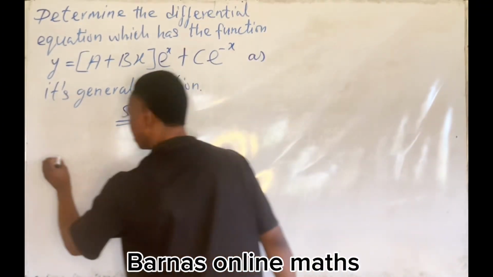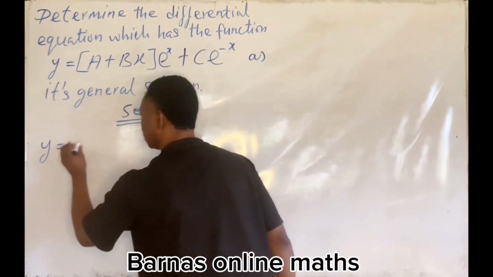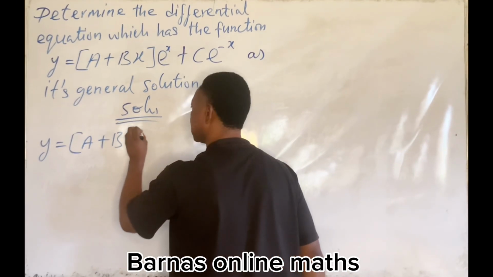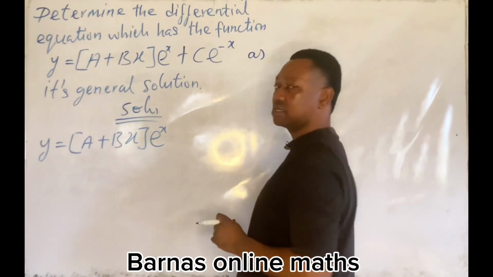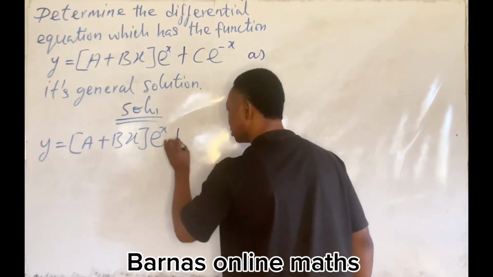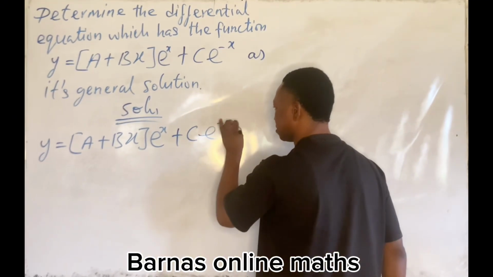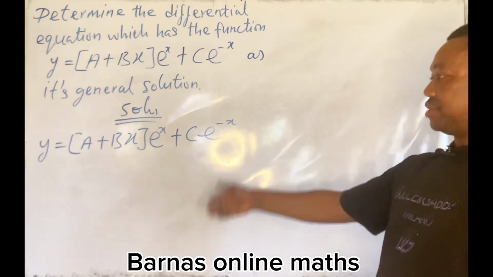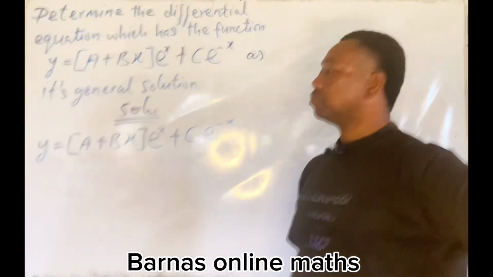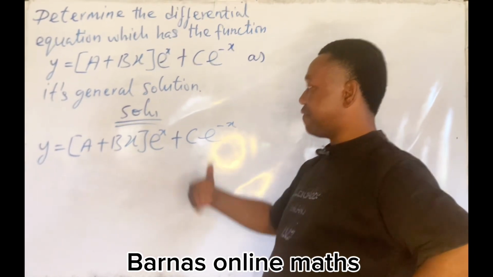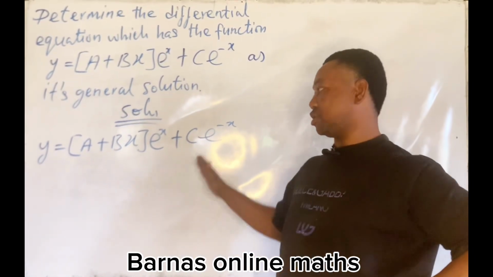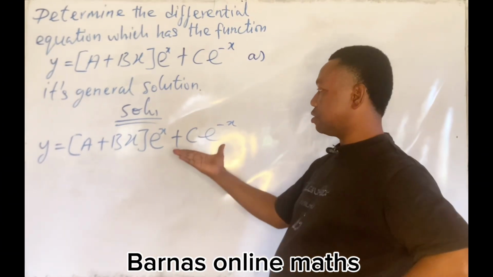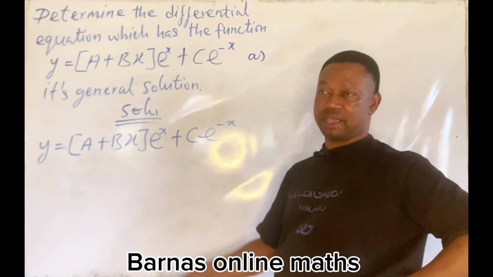Given the equation y equals (a plus bx) all multiplied by e to the power x, plus c e to the power minus x. Okay, we're asked to determine the differential equation. If you watch this, you find out that this is not a differential equation, because there is no differential coefficient found there.